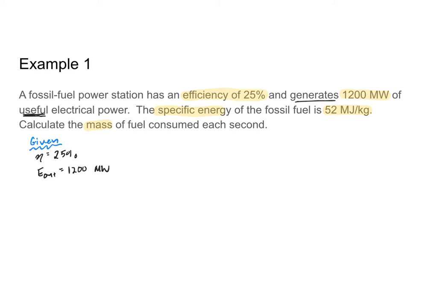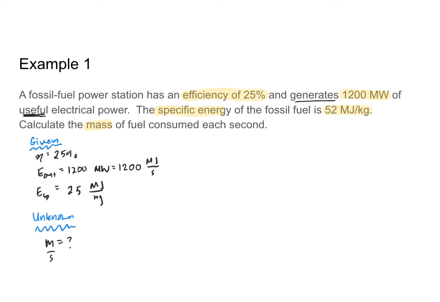And then we know that the specific energy, which I'm going to go ahead and write E specific, of the fossil fuel is 25 megajoules per kilogram. And I do want to mention as well, 1200 megawatts is the same as saying 1200 megajoules per second. And now that I have my givens, I want to write down my unknown, which I've highlighted here, is the mass of fuel consumed per second.